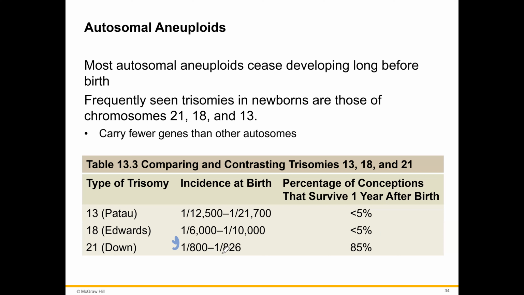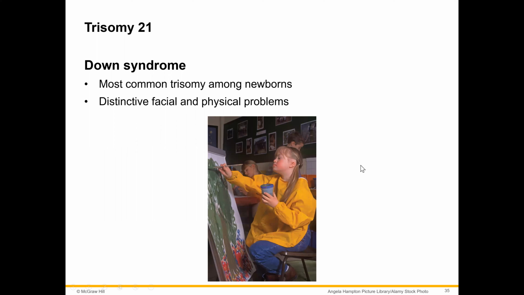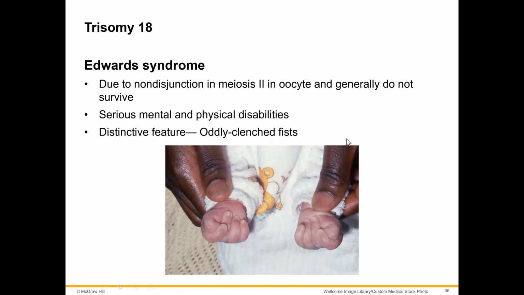It's 1 in 800, 826. So it's a really very common genetic condition and disorder. And look, 85% of kids survive 1 year after birth. So Down syndrome is the most common trisomy among newborns. People with Down syndrome have distinctive facial and physical problems.